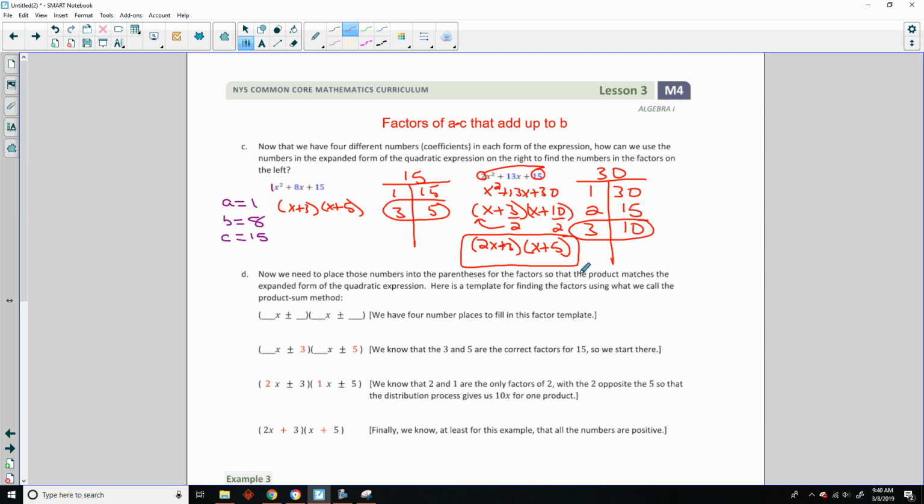Okay? This is the way I'm going to be doing it in my videos from now on. If you prefer to do the way they explain down below here, which I'm not going to go over, that's up to you. But I prefer this method.